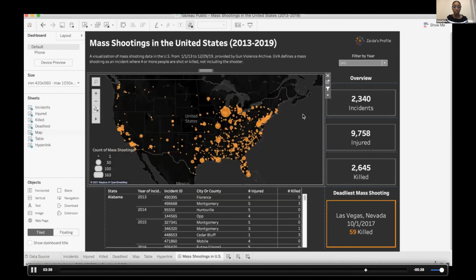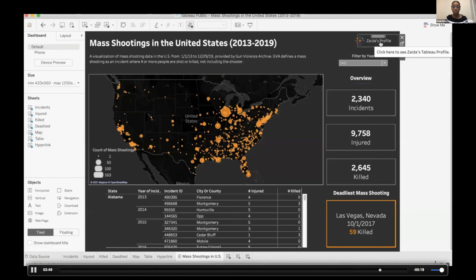And the last thing I wanna point out on my dashboard is this button here. This is just a hyperlink that I created using dashboard actions. And all it does is takes you to my Tableau Public profile, which I will link in case anyone wants to follow me on there or check out the rest of my vizzes.